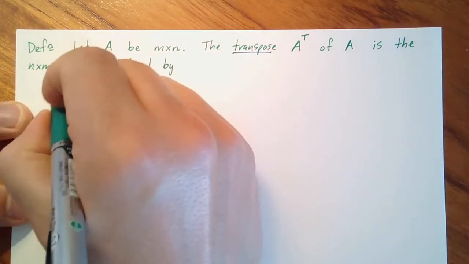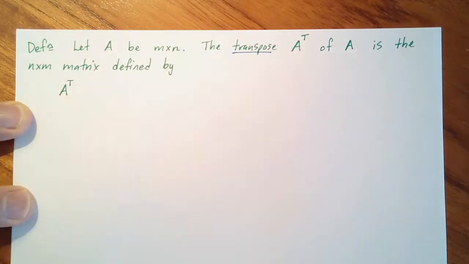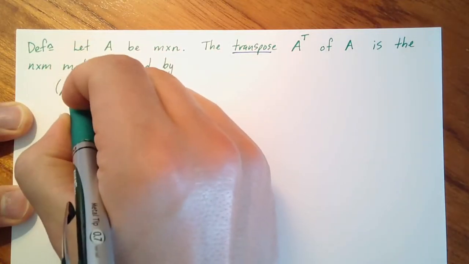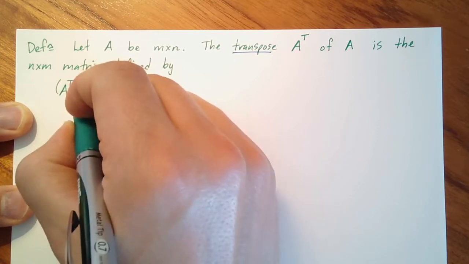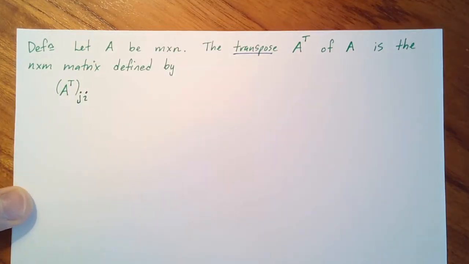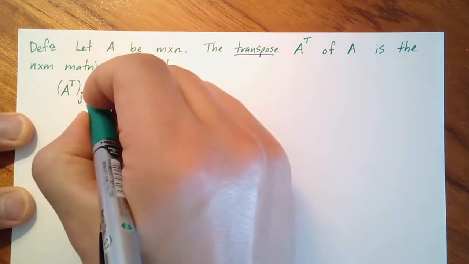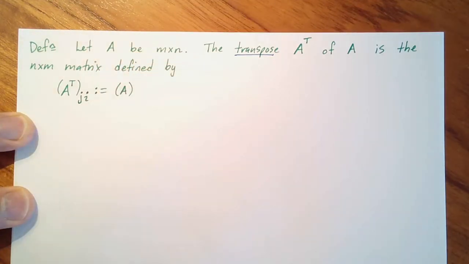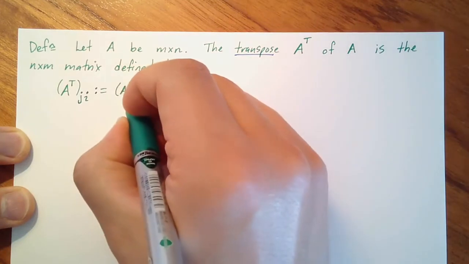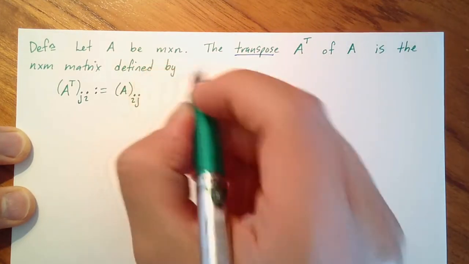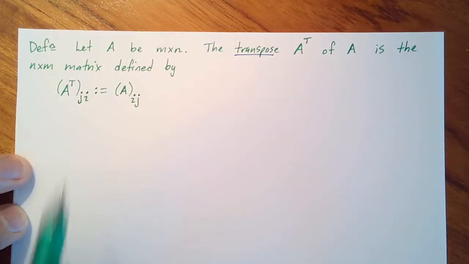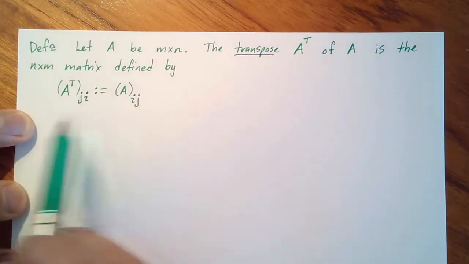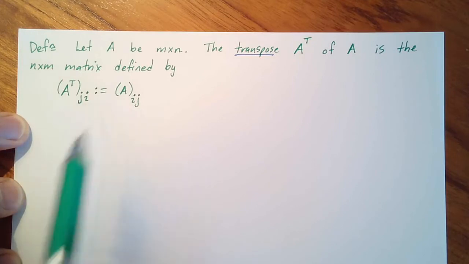If I want to get an entry from A transpose, let's say the entry that occupies the jth row and the ith column, well, the definition of that is just take the entry from the matrix A that happens to be in the ith row and the jth column. Okay, so the indices are flipped. Let's finish the sentence and then we'll come back to exactly how these indices are used.